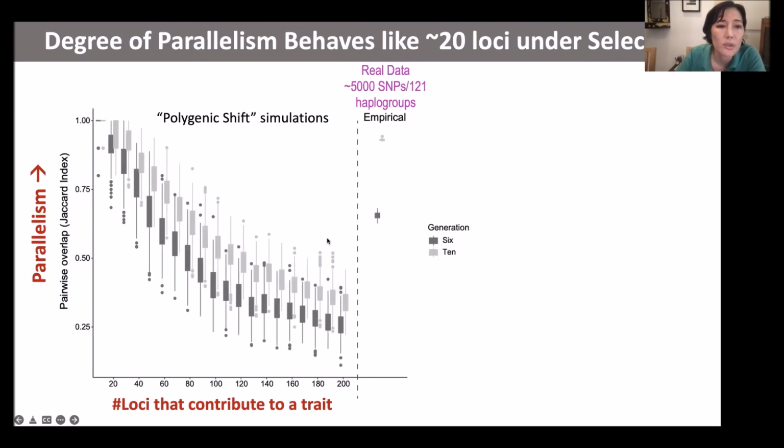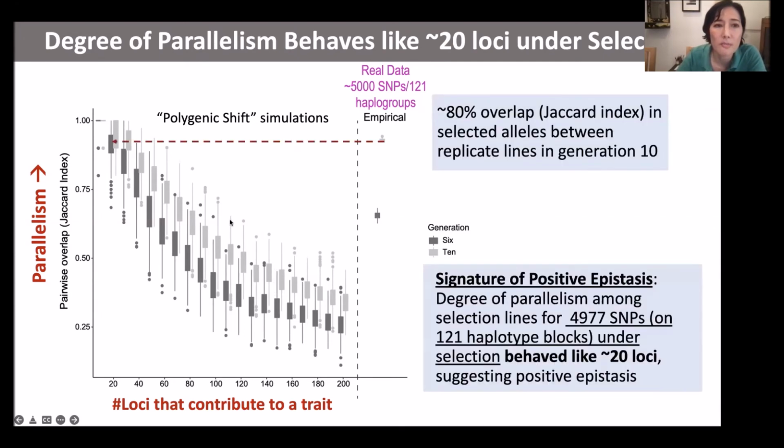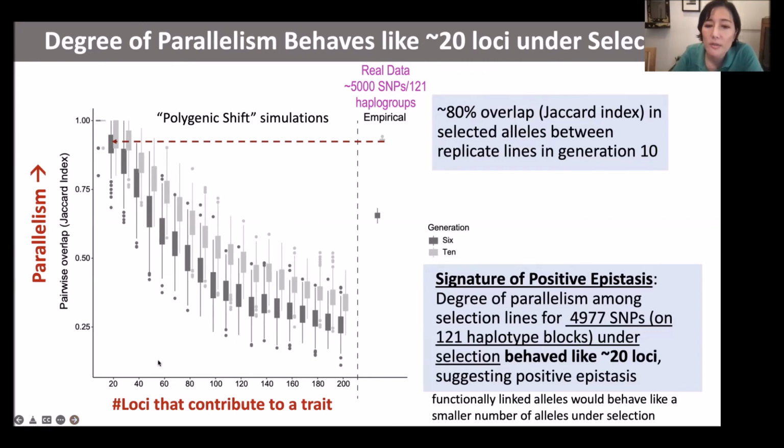So as I mentioned to you earlier in the talk, the theoretical expectation is that as the number of loci encoding a trait increases, you would expect levels of parallelism to go down among the replicate selection lines. But when you look at our results, the level of parallelism was much higher than expected. And in fact, it behaved like only 20 loci under selection, suggesting positive epistasis. And so you would expect that functionally linked alleles would behave like a smaller number of alleles that are under selection.